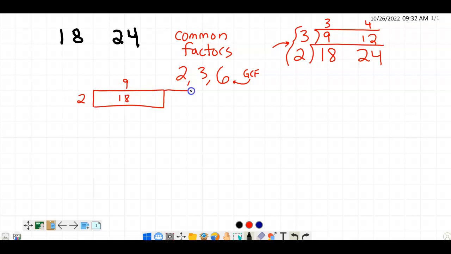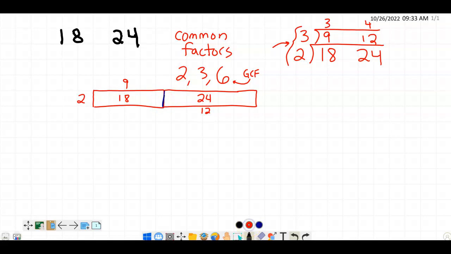And now I need to extend this out. I'm going to draw another rectangle that is connected to it. And this rectangle is a 2 by 12. I'm going to put the 12 right here. That gives us a rectangle with an area of 24. So there's our 18 and our 24. I have two rectangles that are connected, and they have a common side length of 2. And I see that right here.